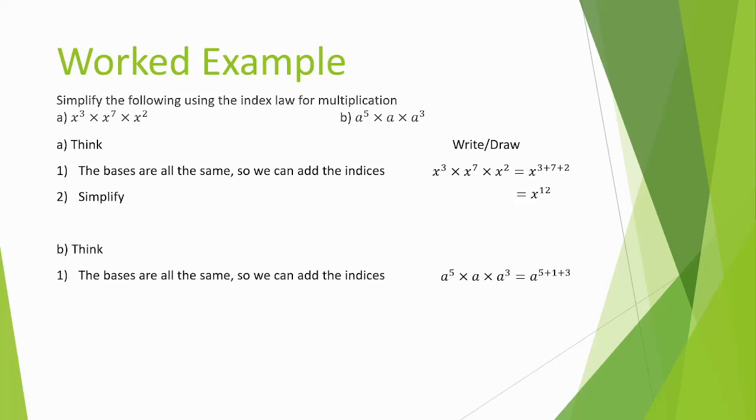For part B, we do exactly the same thing. So I've rewritten the equation a to the power of 5 times a to the power of 3. And I've written next to that the added version of it. So I've got a to the power of 5 plus 1 plus 3. Because remember, if there is no power above the a, it's actually to the power of 1. So there's actually a 1 there that we don't write because we're being efficient. And we simplify that again, a to the power of 9.